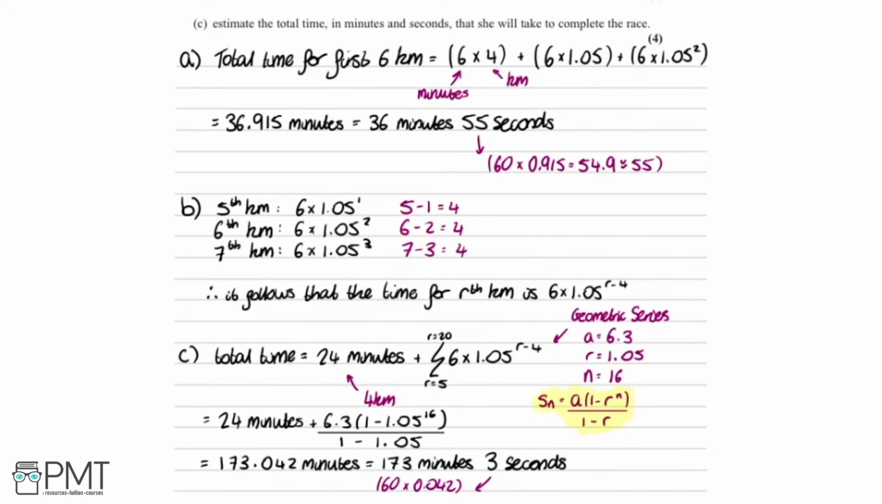So looking at the mark scheme, see where we get the marks. For part A, we get 1 mark for this line here and 1 mark for the correct answer. So for part B, we get 1 mark for all this working. Essentially what we've got to show is that we're making a link between the rth kilometre and the index here. So that's what we're showing here. And finally, for part C, we get 1 mark for this line here. We get another mark for this part here, so using the correct formula from the formula booklet. Then we get another mark here for adding it on to the 24 minutes to get the total time. And we get the fourth and final mark for the correct answer.